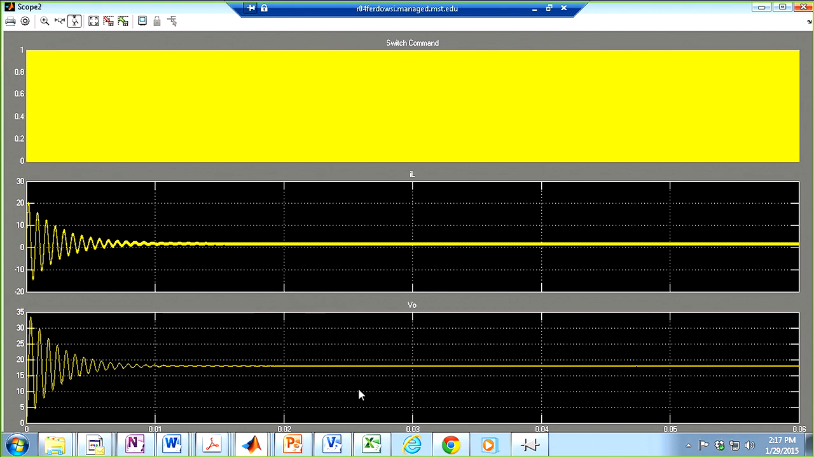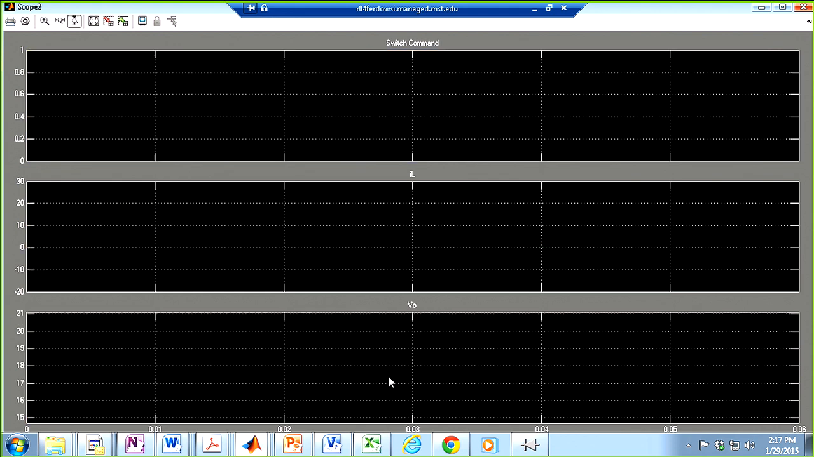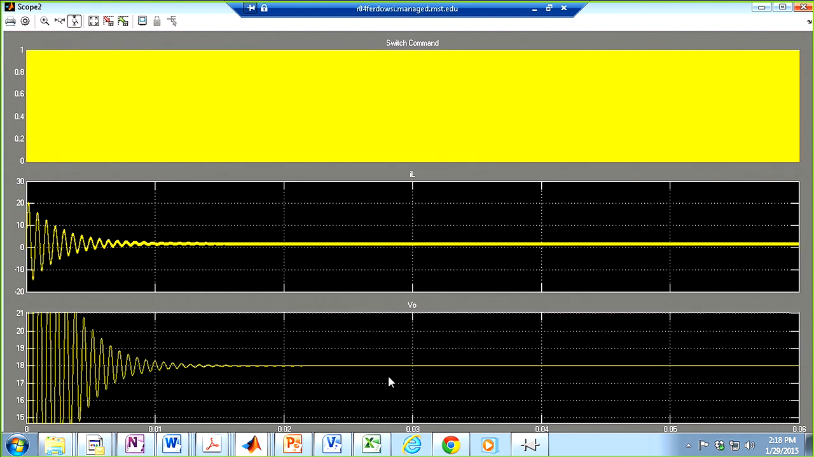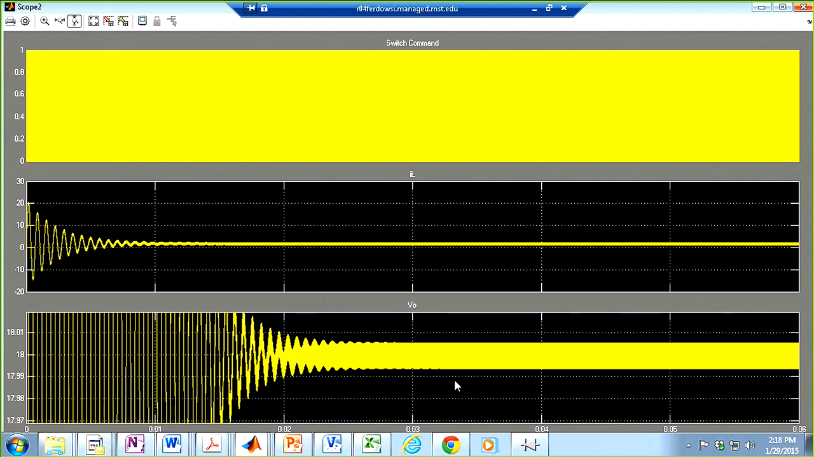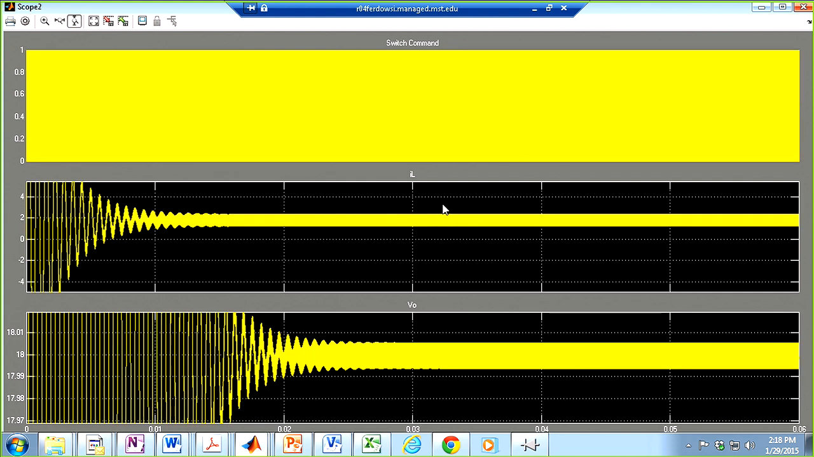If you zoom in, the input voltage is 48 and the duty cycle is 37.5%. It should give us an output voltage of 18 by our estimation. You can see that Vout over Vin equals D for the buck converter is relatively accurate. This is the output voltage, and it is actually hovering around 18 volts. So that's good. Zooming in for the inductor current.